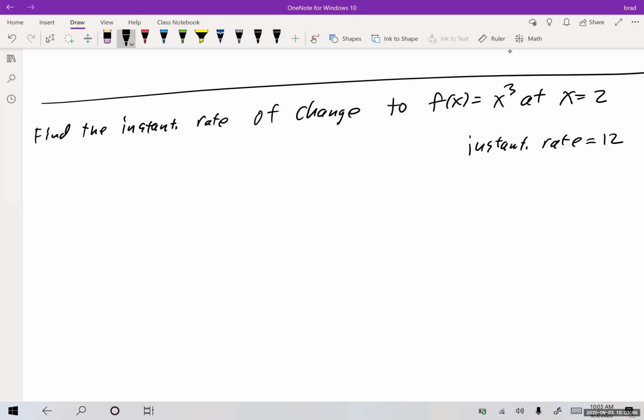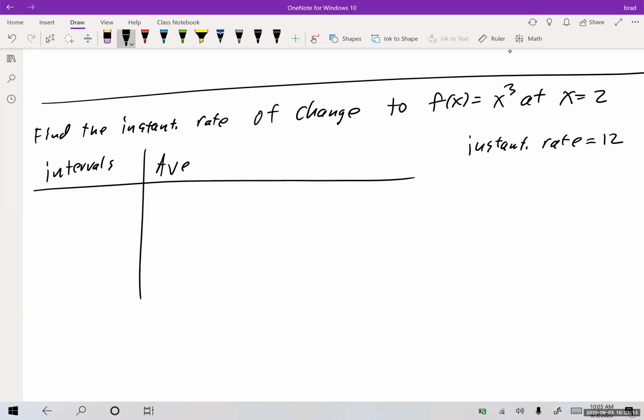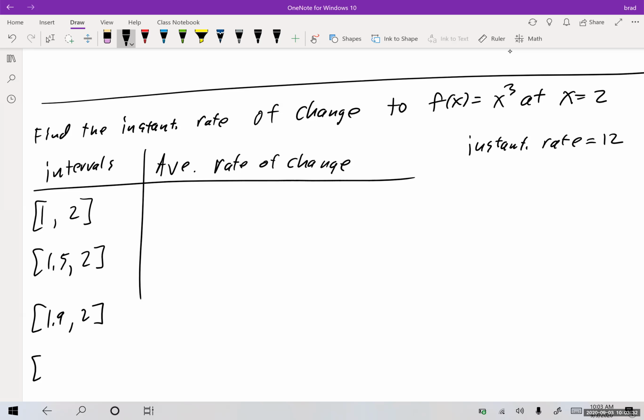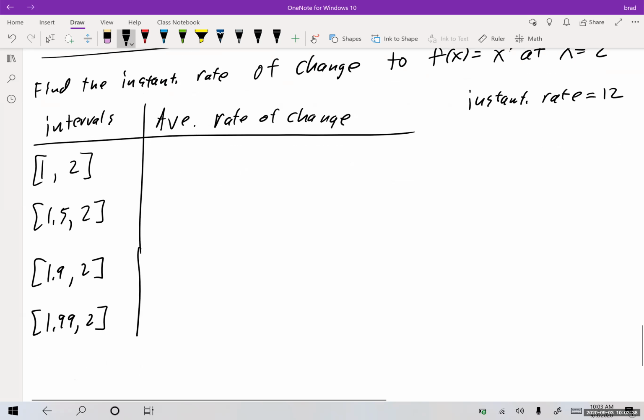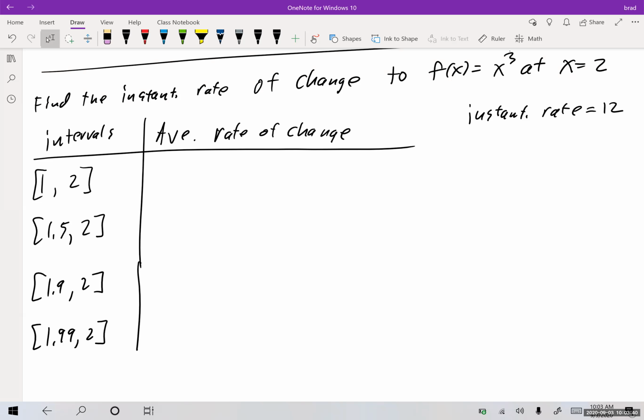What you're going to have to do is build intervals, right? And then you're going to have to find average rate of change. A good interval to use, if you're going to 2, you can use 1 to 2. We can go from the left side, and then we can go 1.5 to 2, and then 1.9 to 2, and then 1.99 to 2. And then you should do it from the other side as well, but because this is a polynomial, you guys will see that with polynomials, whatever's coming from the left is going to be the same from the right. And then you should be able to go from there.